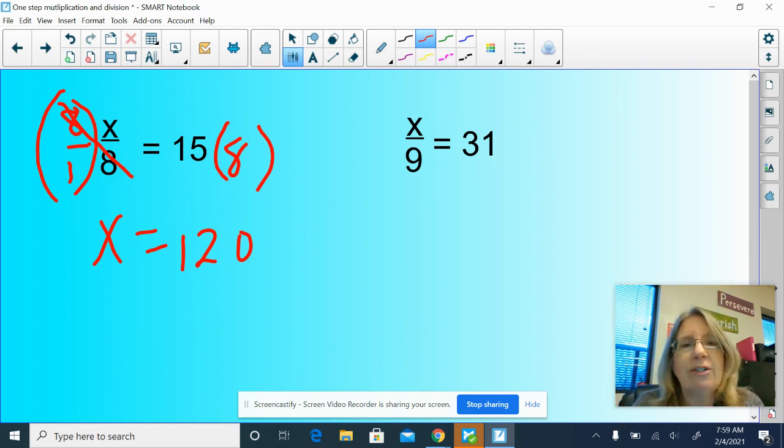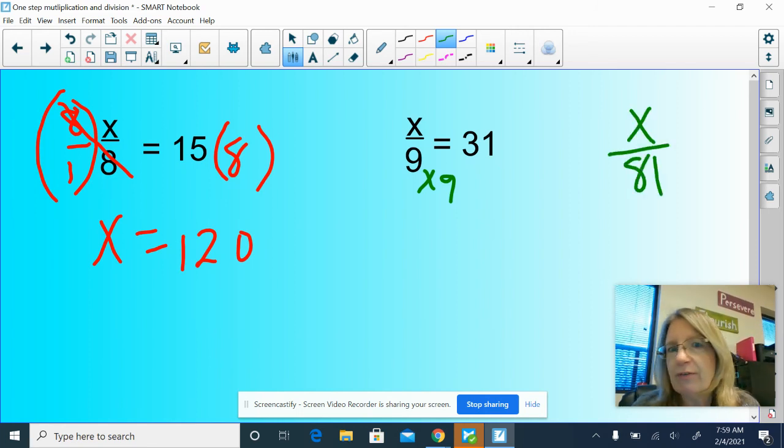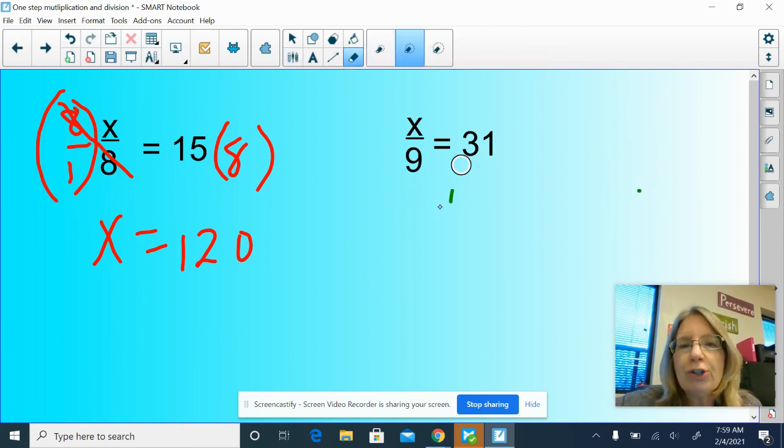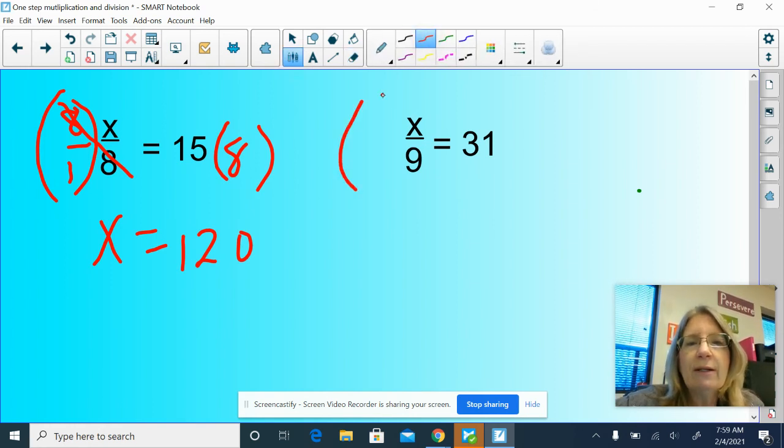This is what I don't want you to do. I don't want anyone to do this, even if you did it at your last school. I'm trying to build your habits for next year. Do not do times 9. Guys, if you do times 9 and show it in the denominator, you really are having x over 81. Do we want x over 81? No, we do not. So you're going to always show it in the numerator.